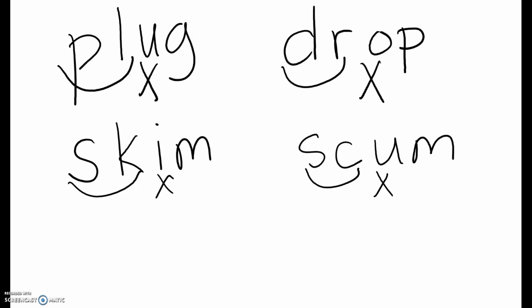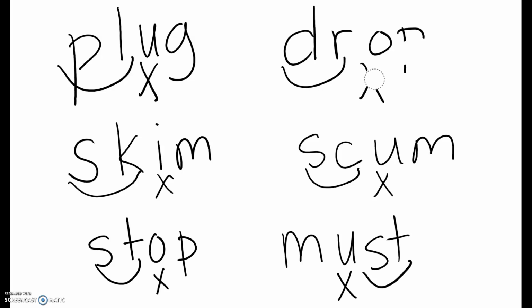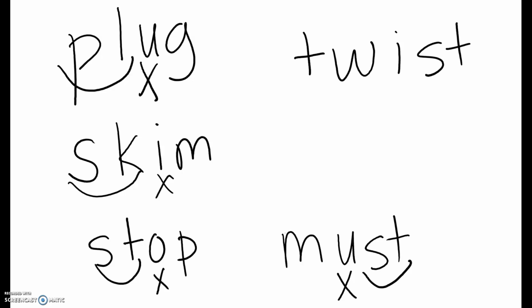You can also have blends at the end of a word. A blend has to be able to start a word. Like the blend ST starts the word stop, but it could also be at the end of a word, like the word must. And you can even have a word that has them at the beginning and the end, like twist. It has a blend at the beginning and a blend at the end.